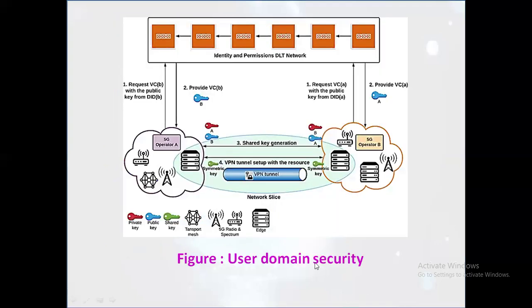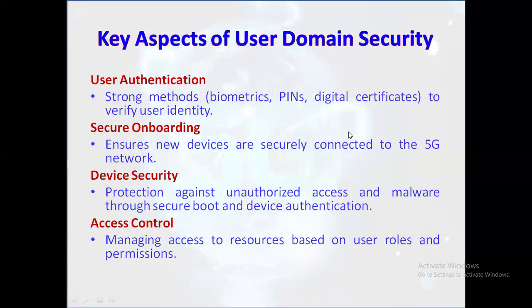And this is the block diagram of the user domain security. You'll find private key, public key, shared key, and transportation mesh. This is the 5G radio spectrum, and you'll have the 5G operators A and B, and how they have been connected. Here we are using a VPN tunnel setup with the resources, and the keys here represent the securities. Okay, we'll see one by one. And the key aspects of user domain security we'll see.